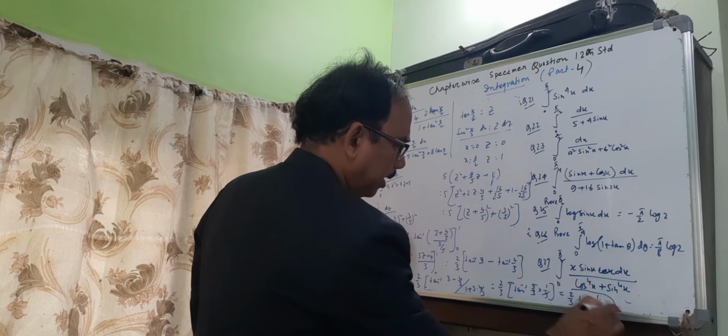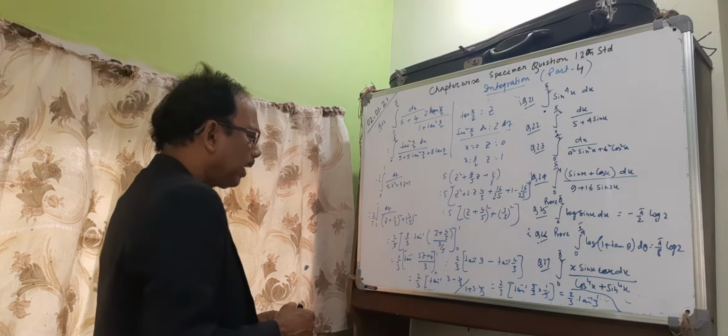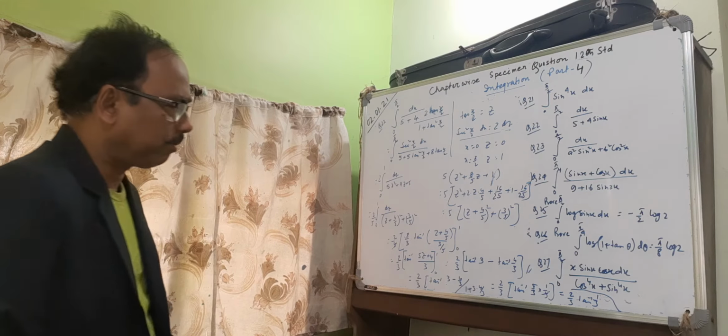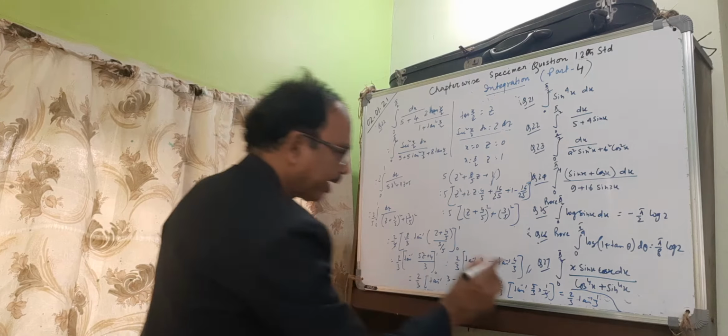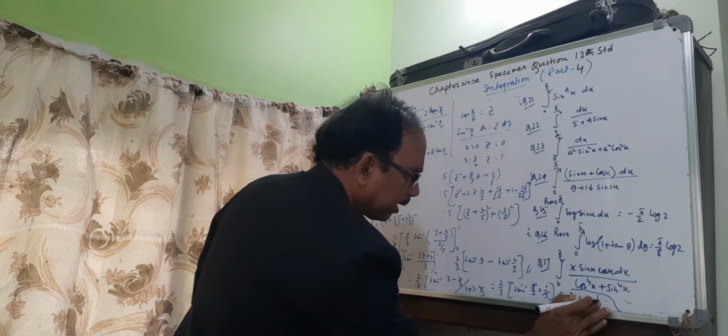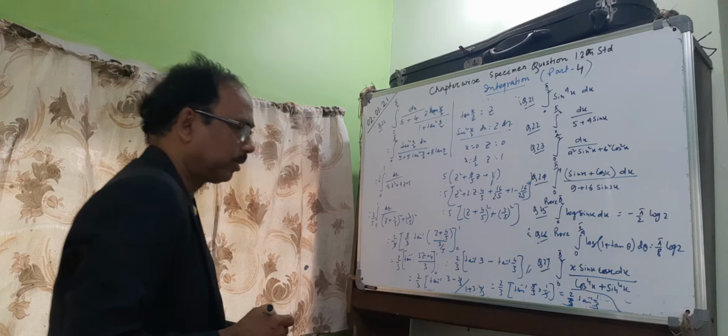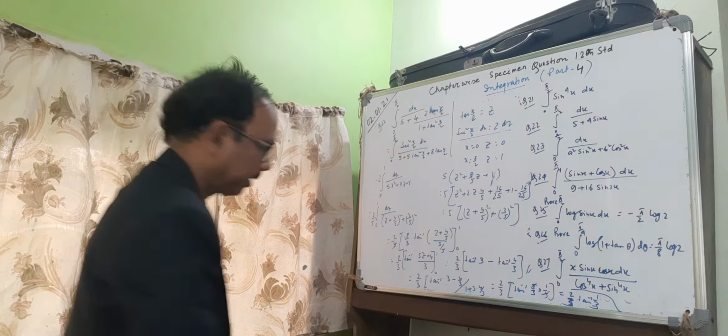That is your final answer. We can leave it till this, but if we simplify, you will get 2 by 3 tan inverse 1 by 3. 5 cancels. 2 by 3 tan inverse 1 by 3 is your final answer.